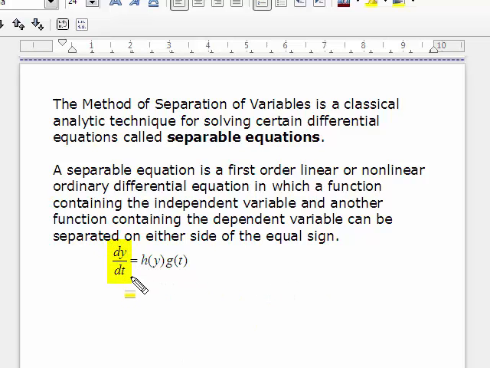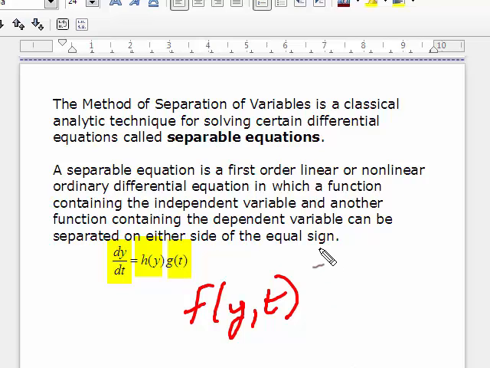This only applies to first-order equations. The equation is called separable if you can isolate the first derivative on one side of the equal sign, and on the other side you have a function of y and t that you can divide into some function of y times some function of t. That's separable.